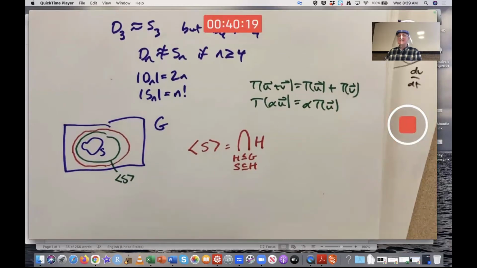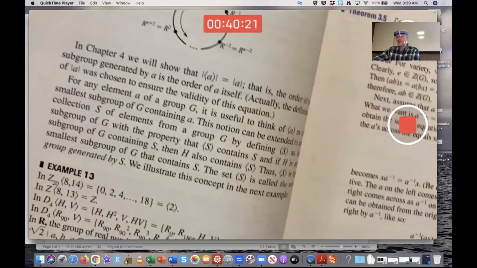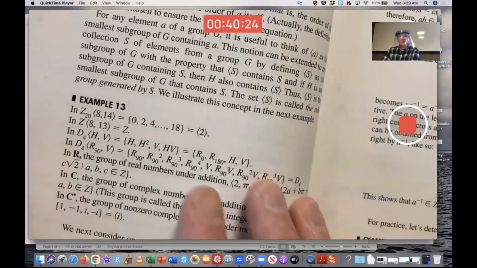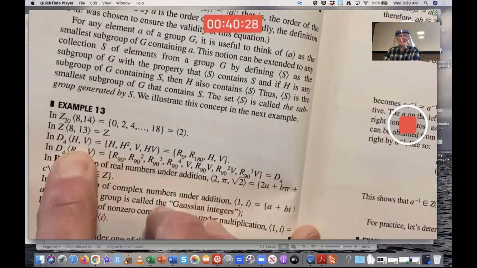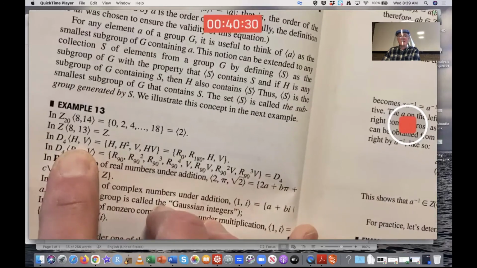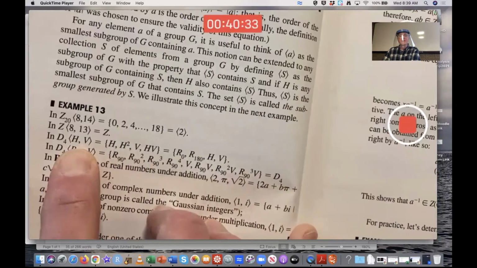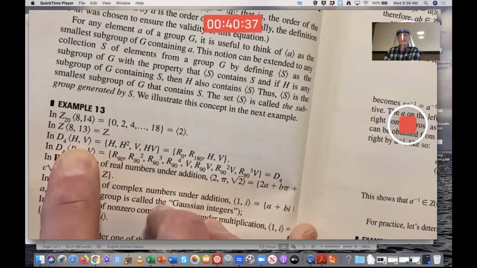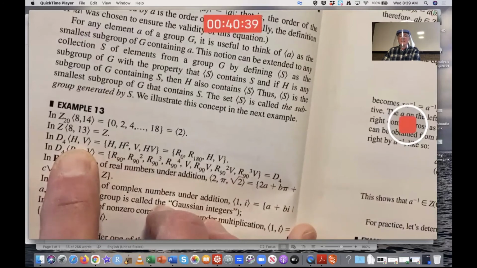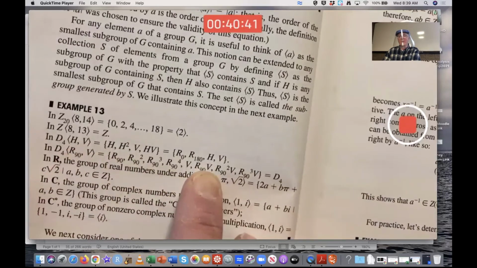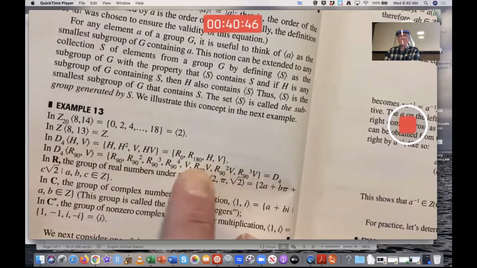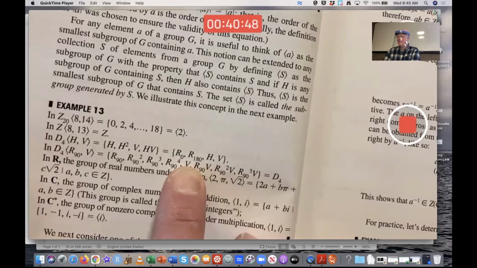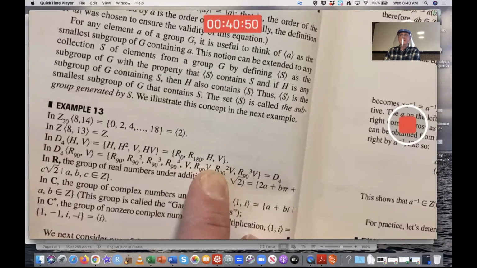As far as finding it in the examples, it can be tricky. The question is like, how do you find the subgroup generated by the set containing H and V in D4? It's the smallest subgroup of D4 that contains both H and V. And it's kind of a matter of trial and error in one sense. This is a subgroup of G. You'd have to check that. And it does contain both H and V, and it's the smallest one.